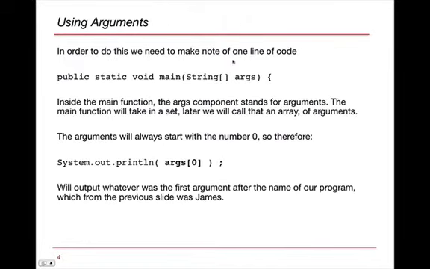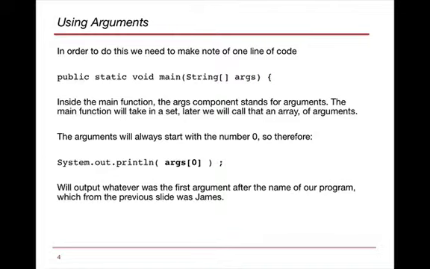So in order to do this, we need to make note of one line of code. In all the code that we've seen, we have this public static void main(String[] args). Inside this main function, the args component stands for arguments. Now technically it could be any variable, this is actually a variable, but it's pretty much best practice to just keep it as args. The main function will basically create a set, which we'll call an array, of arguments. So we can pass in any number of these, what we would call strings.